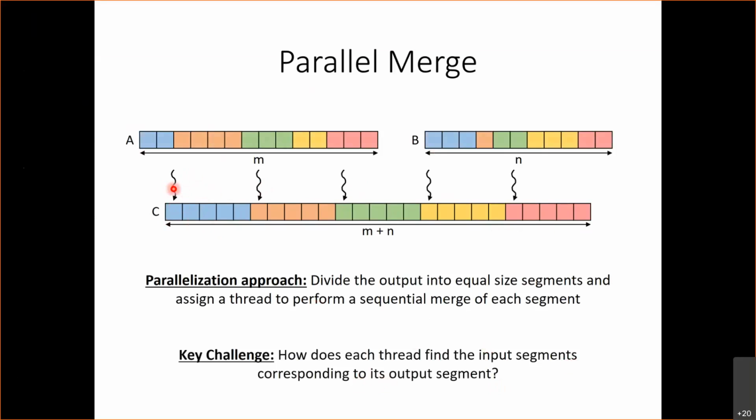This thread that's responsible for this blue segment of C, how does it find the corresponding elements in A and the corresponding elements in B? It could be that it needs 2 elements from A and 3 elements from B. Or this other thread is using 4 elements from A and 1 element from B. And a thread doesn't really know. This second thread cannot wait for the first thread to finish its own merge for it to start its merge. Otherwise, there's no point in parallelization. So the key challenge is, if I assign a thread to a certain segment, how does this thread find the corresponding segments in A and B?